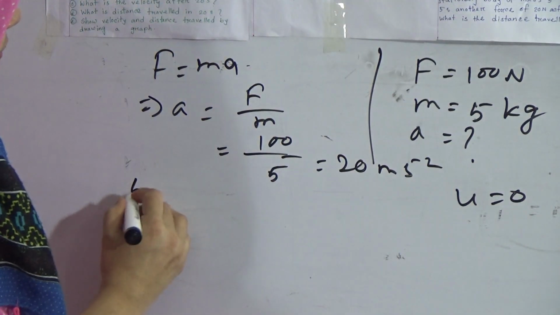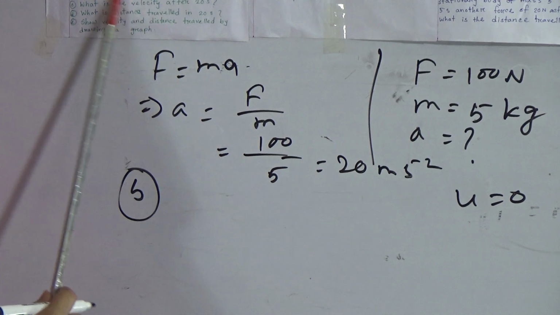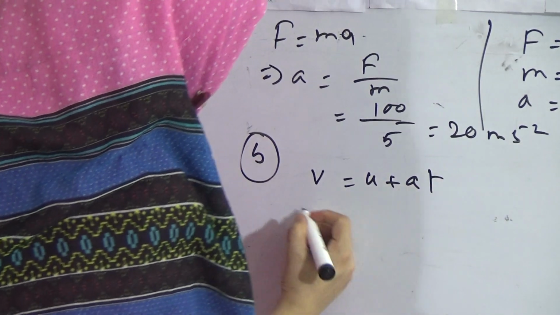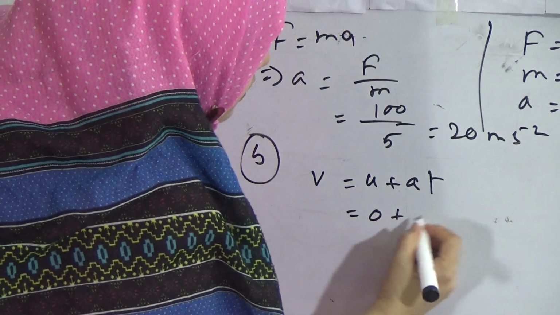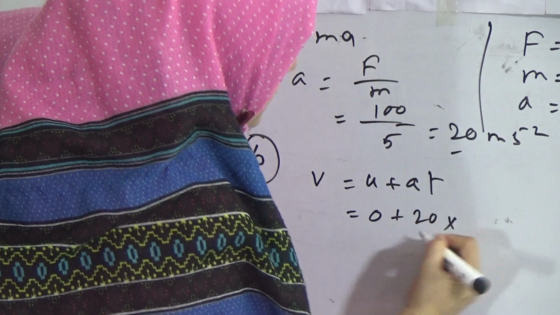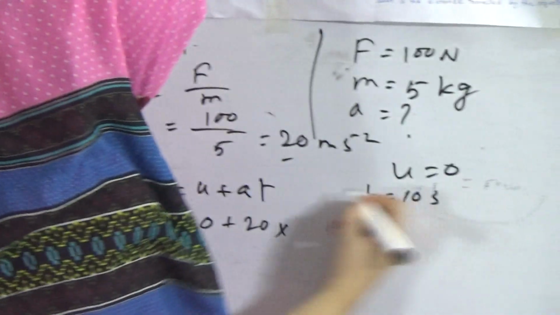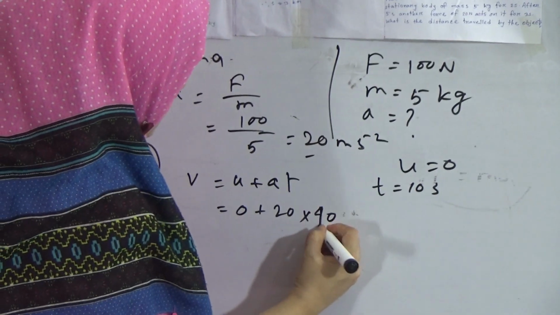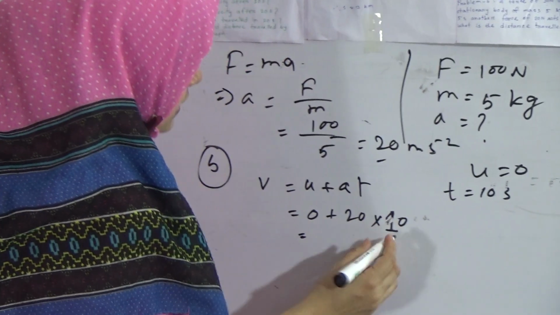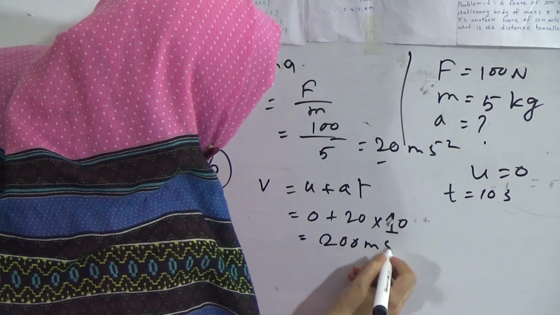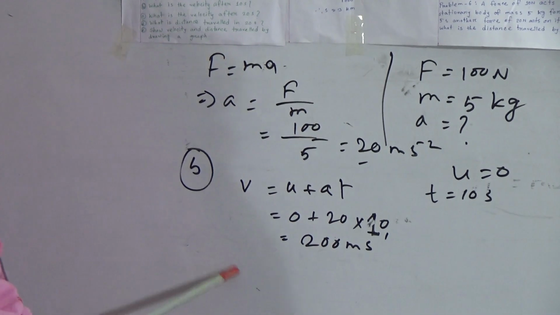So for number B, we have to find out what is the velocity after 10 seconds. That means we know v equals u plus at. Okay, so u is 0, here a is 20, and t is 10 seconds. My dear students, 20 into 10 means 200 meter per second. The velocity will be 200 meter per second.